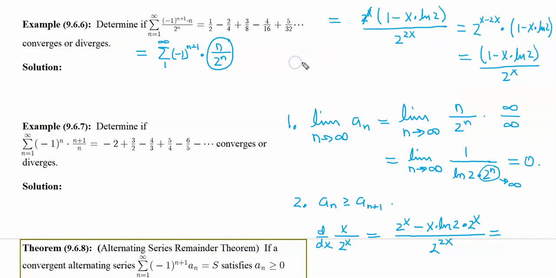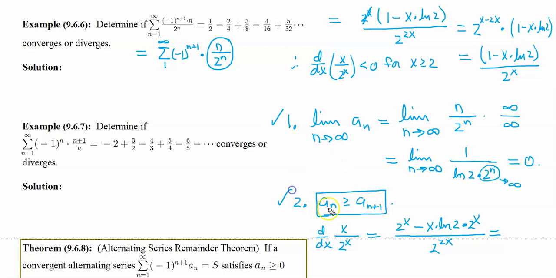So therefore we have that this is negative for x bigger than or equal to 2. And so therefore this will hold for little n sufficiently large. Okay, so we've just determined that conditions 1 and 2 are met. Therefore this series converges.